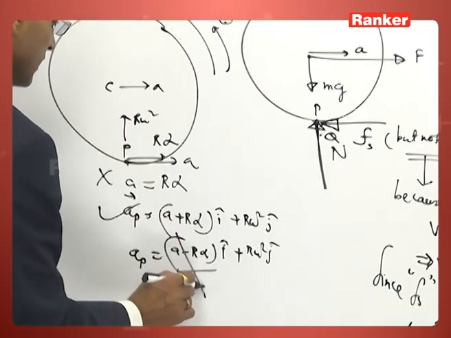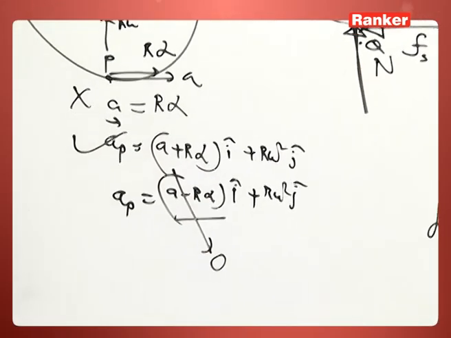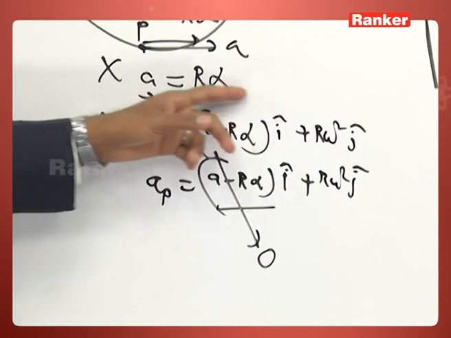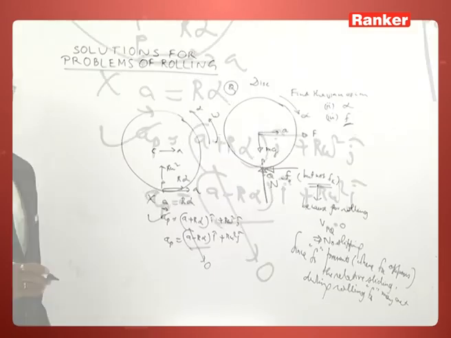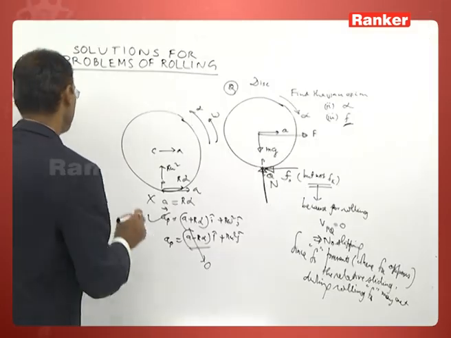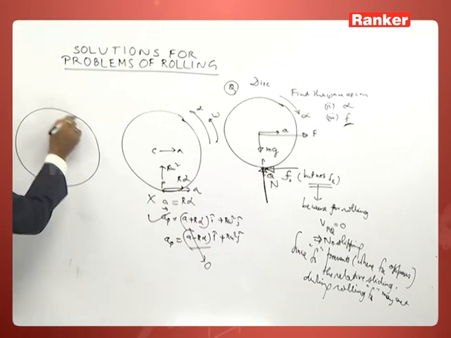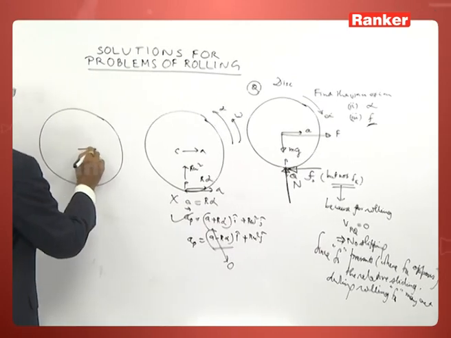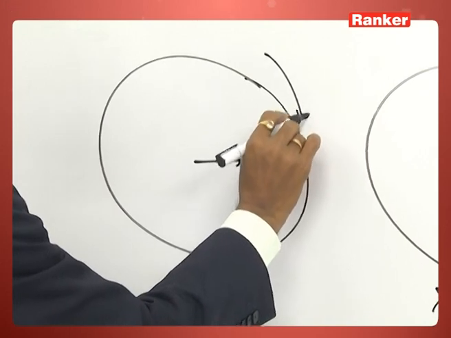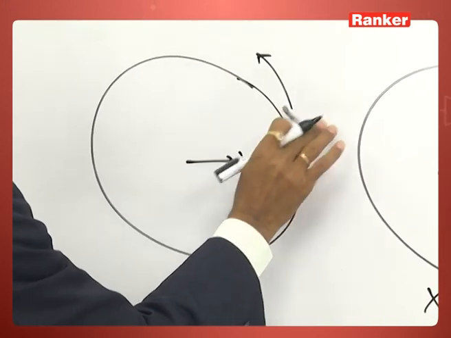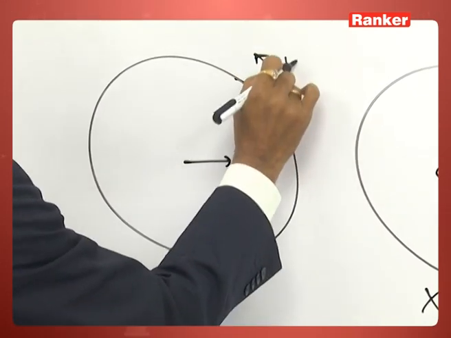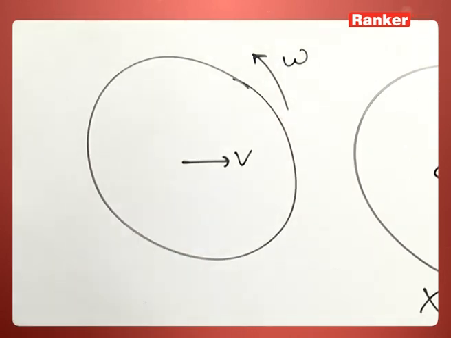Here you can write this will be 0. Can you write here this will be 0? Let us see. Velocity of center of mass is V, angular velocity you have taken in anticlockwise manner.